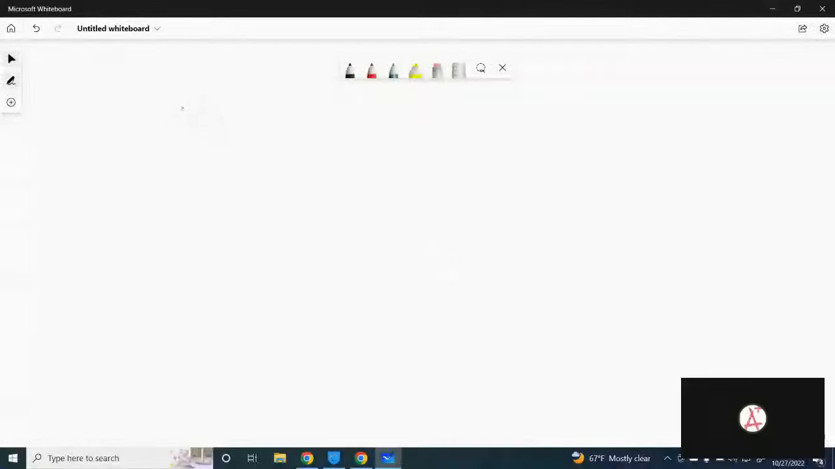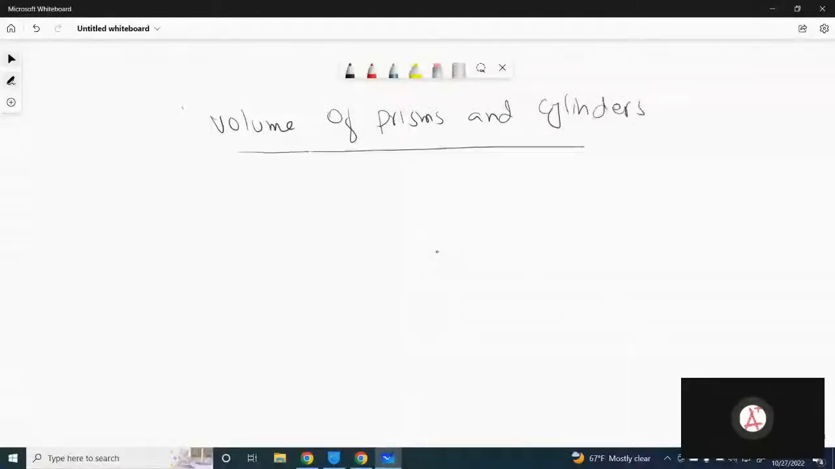Okay, volume of prisms and cylinders. Okay, let's start with an example. So you are given a shape like this. Here you have 7 centimeter and 7 centimeter. Okay, the shape looks like this.